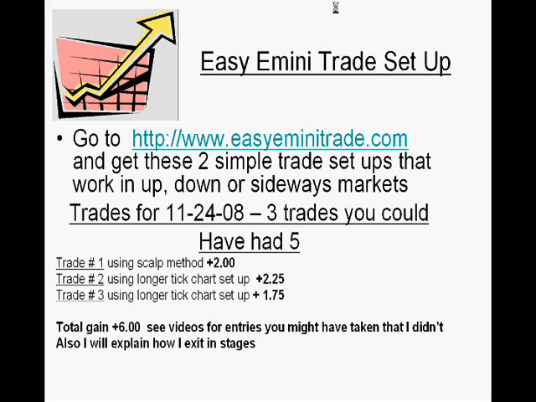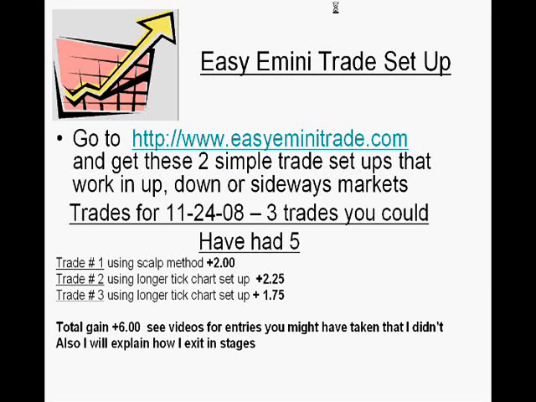So anyway, those are the three trades that I took, but I showed you 5 actually that set up. And the first trade that I took was a scalp setup with +2 if you're only trading one contract and trailing out. Trade 2 was using the longer tick chart setup for 2 1/4, and trade 3 was a longer tick chart setup for 1 3/4 gain.